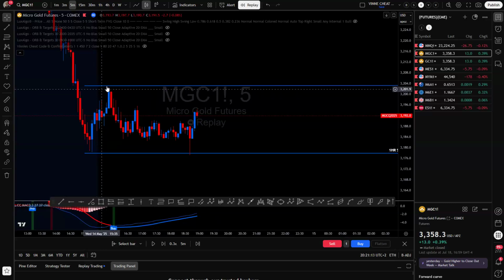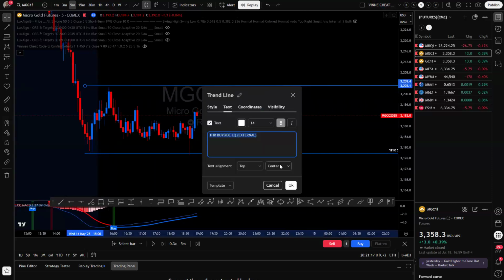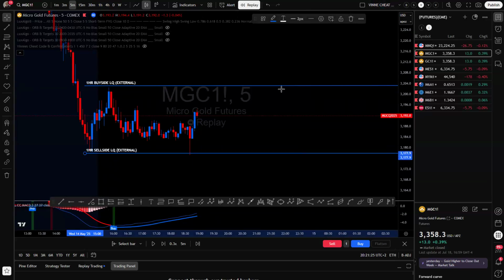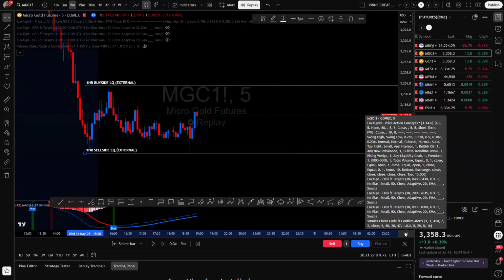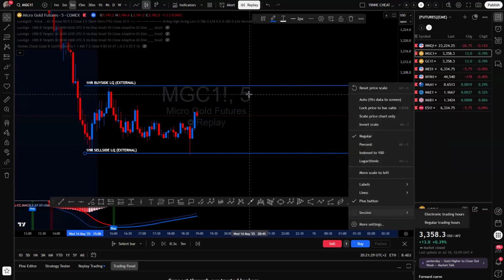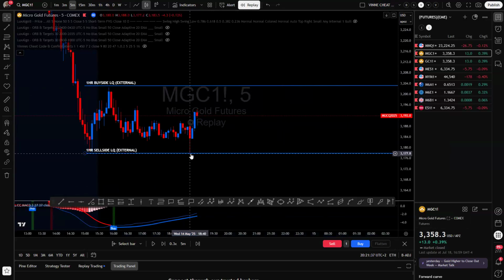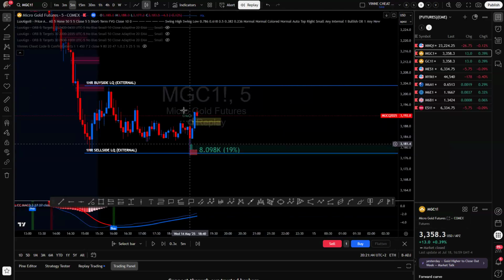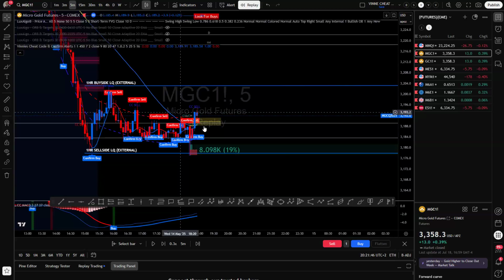The price respected this internal liquidity here. Let me move this to the left so you can see the labeling. Now we're going to find out where exactly the price landed when it comes to external and internal liquidity. Price did reject this external liquidity, so current price is not necessarily at the external. Let's just double check.